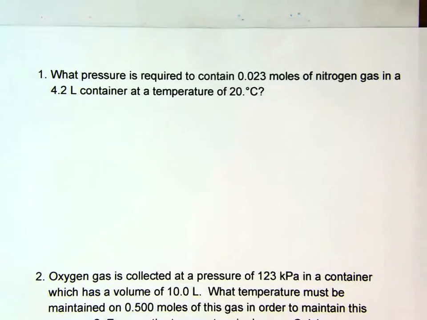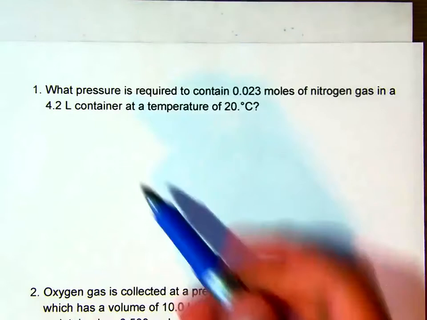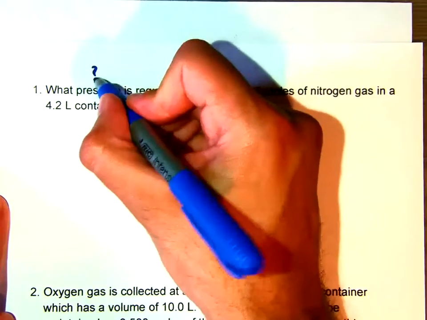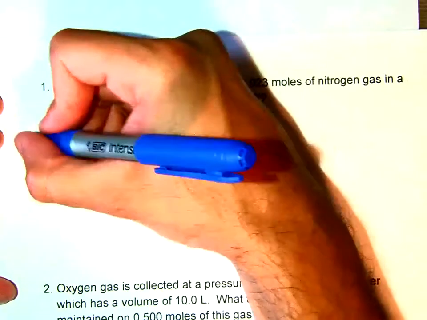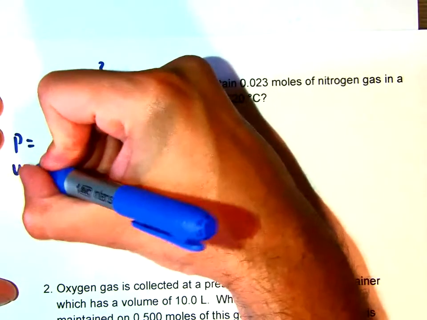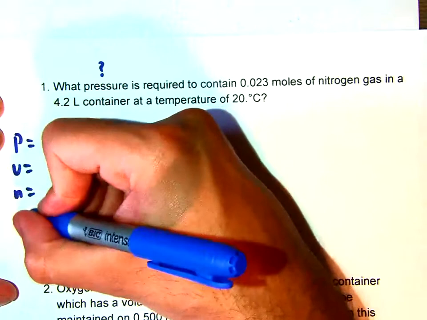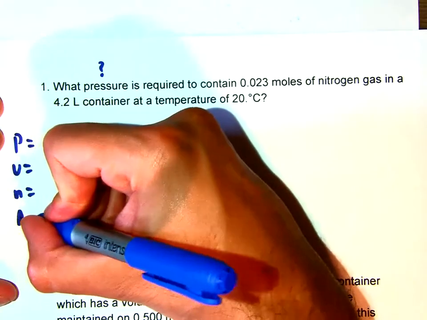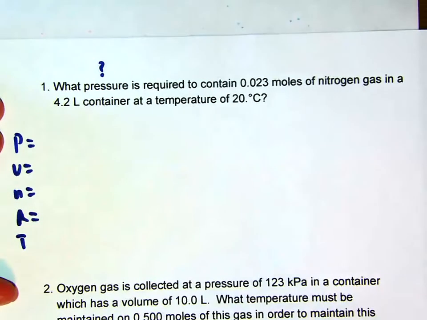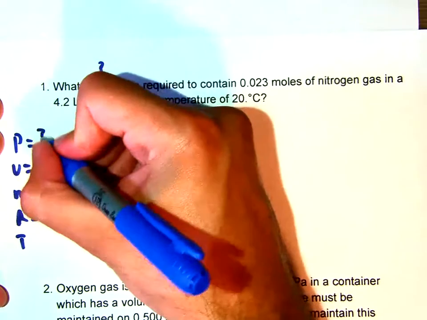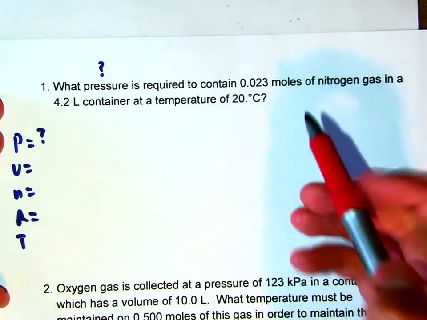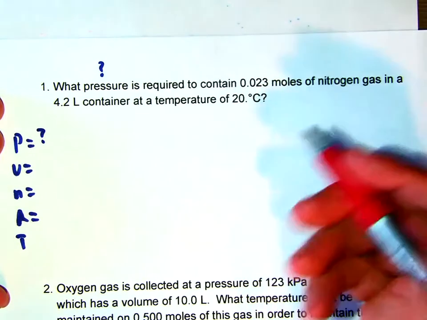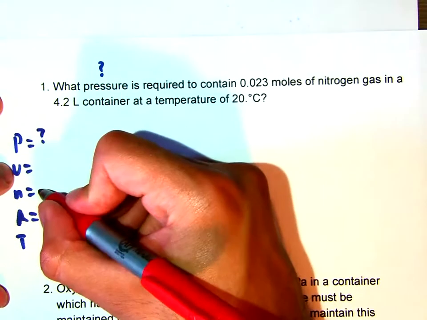All right, let's look at this example. What is the pressure? That's what I'm looking for. So I like to list P equals, V equals, n equals. We can put R, even though that stays the same, and T. So what is my pressure? That's what I'm looking for. It is required for 0.023 moles of nitrogen. So that's my number of moles.